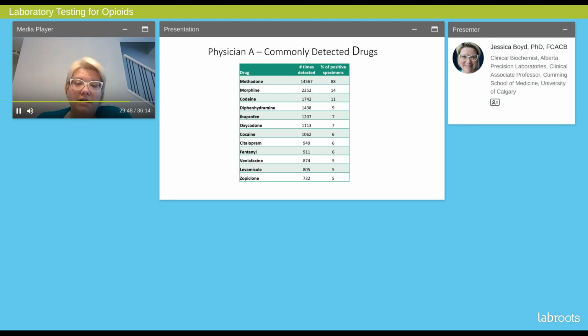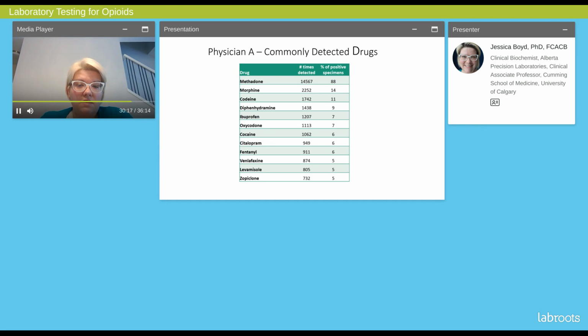So as part of a data pull, I looked at what drugs we were detecting within his population, and it's not really a surprise that the majority of the positive drugs in his population was methadone, and at the time, as I mentioned earlier, methadone was the primary drug being used for opioid dependency. And you can see that 88% of the specimens received from that clinic population were positive.